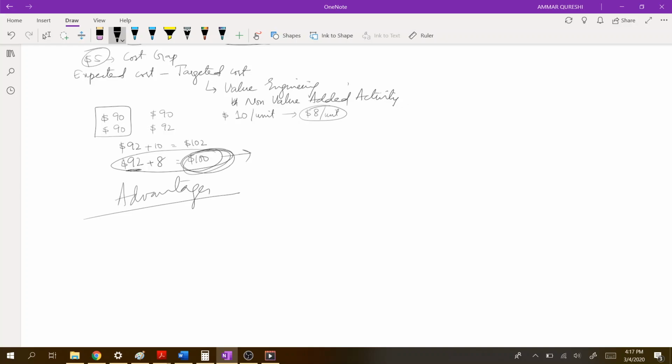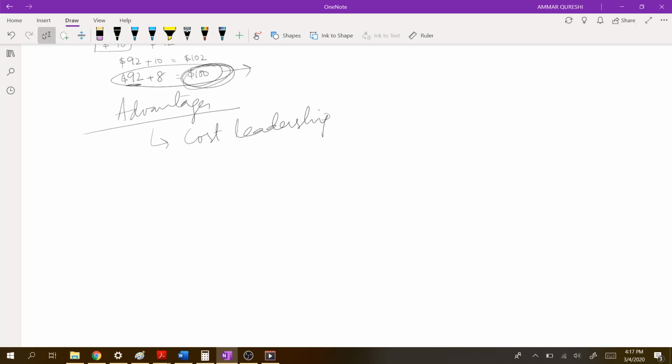The first advantage of target costing is basically cost leadership. Cost leadership in the sense that the company is manufacturing this product at the lowest cost, right? This is something which we have achieved, and we are manufacturing this product at the lowest cost in the market. So we can dominate the market, and through this we can fix a selling price which will be acceptable to customers, right? So cost leadership can be achieved through target costing. What China is doing is basically the same thing.